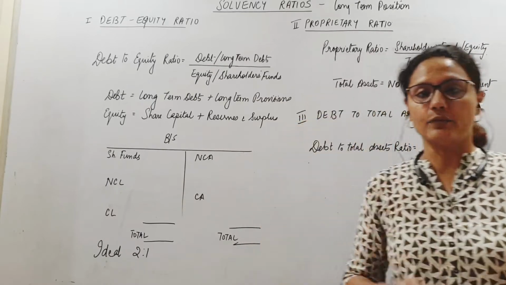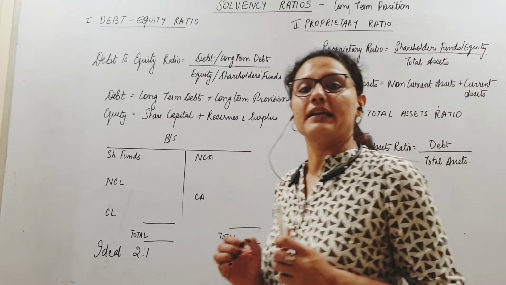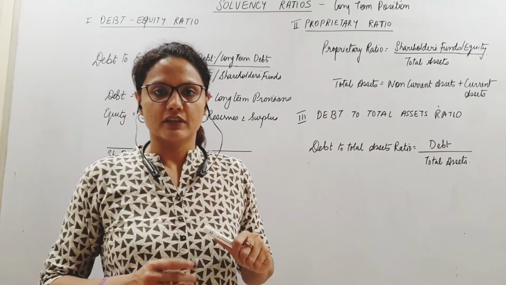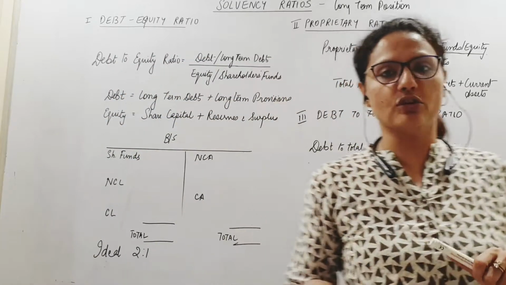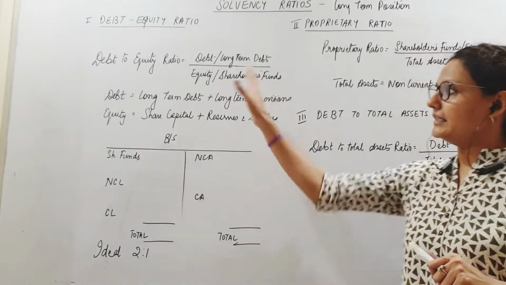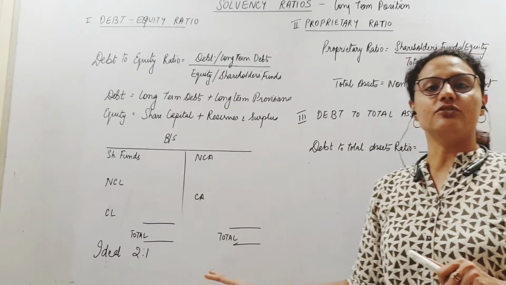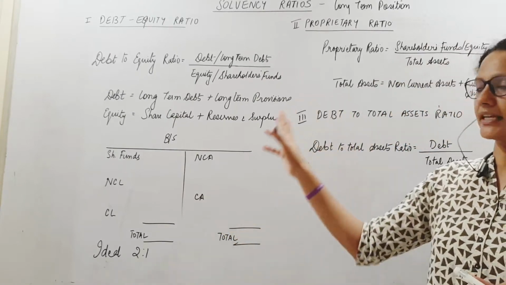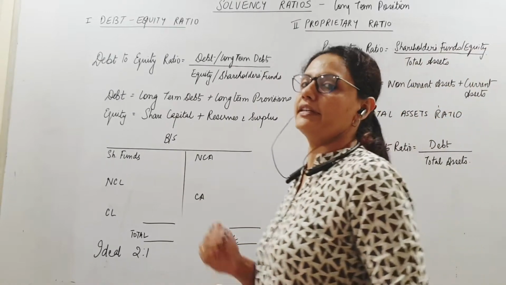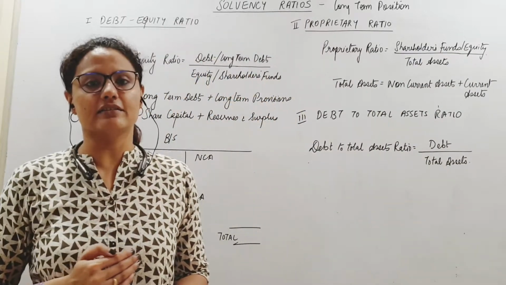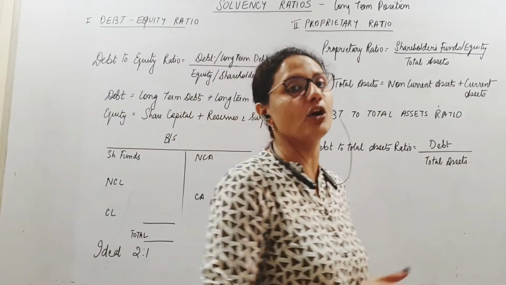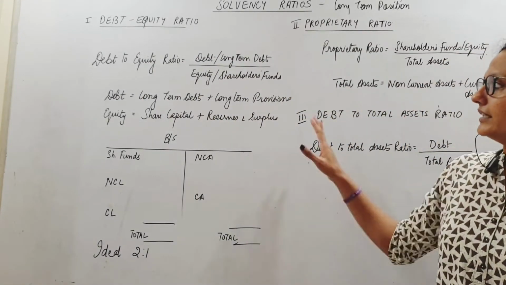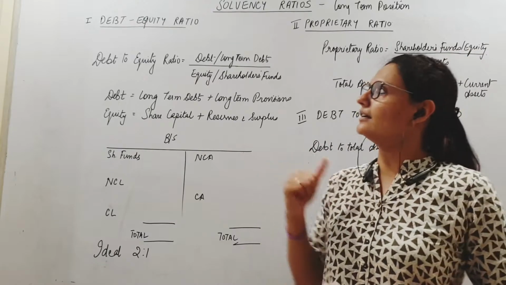First one is the debt equity ratio. Second one is the proprietary ratio. And third is the debt to total assets ratio. There's one more, fourth, interest coverage ratio, which I have not yet mentioned here. These three require only balance sheet figures and understanding of the balance sheet format. That's why I have taken this together. The fourth ratio I will take up in the next video, interest coverage ratio, which will require understanding of the statement of profit and loss also. Therefore, let us focus only on these three ratios under solvency ratio.